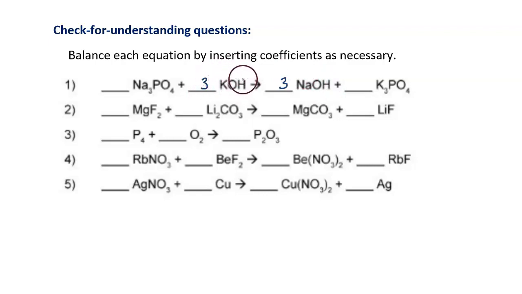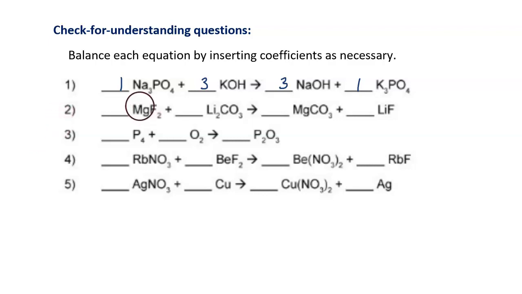That's 3 OHs. As soon as we put the 3 here, that makes 3 Ks, and that's a good thing because that's 3 Ks. Finally, let's check that our PO4 called phosphate is correct. There's 1 PO4 here, and over on this side, there's 1 PO4. So we didn't actually have to make any changes in this spot. It's like putting a 1 here and a 1 here. It's just we don't show 1s as coefficients.